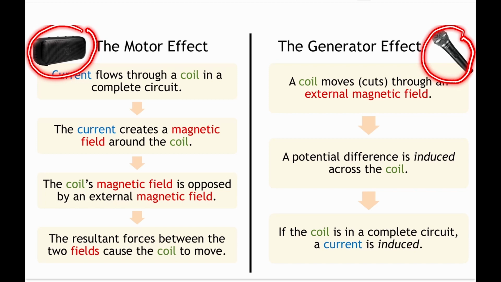and a microphone next to the titles. These are two classic devices that are often examined when discussing these two effects. With a loudspeaker, we are providing an electric current to the device in order to create motion, specifically the motion of air particles, which we hear as sound.